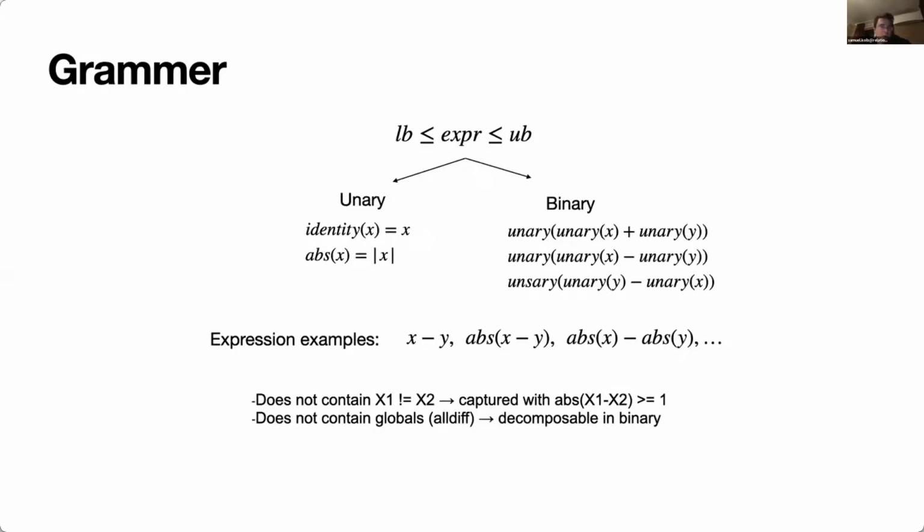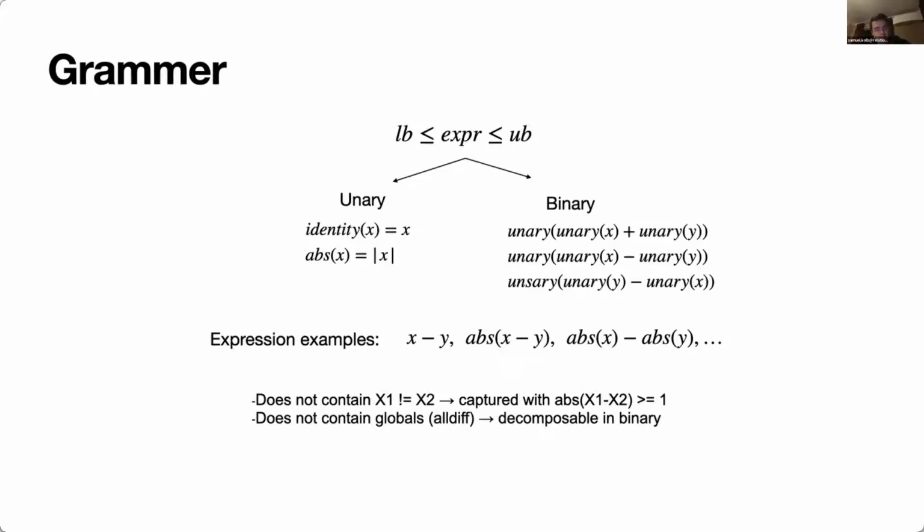Now, the grammar we used here, we looked at only binary and unary expressions. And I'll say a bit more about that in a second. For the unary expressions, we considered just the identity and absolute value for now. The binary expressions are then made up of unary expressions, which are either summed, or we take the difference, and we have 2 ways to take the difference, x minus y or y minus x. And then we can wrap that again into another expression.